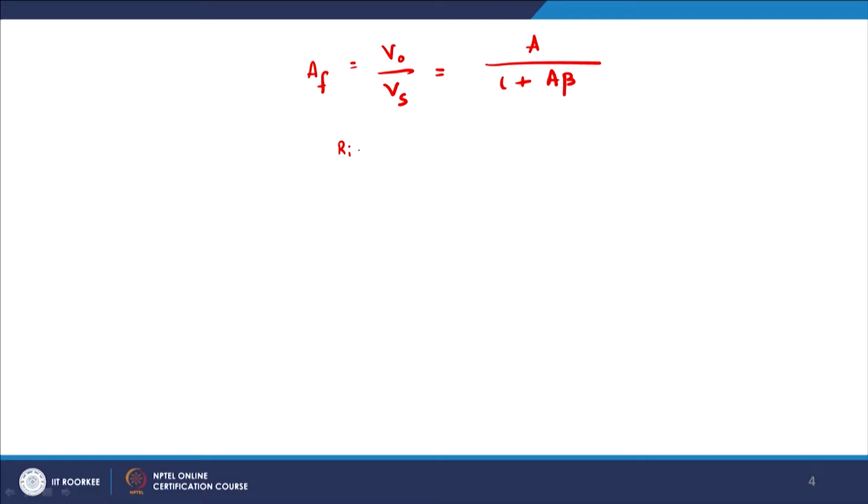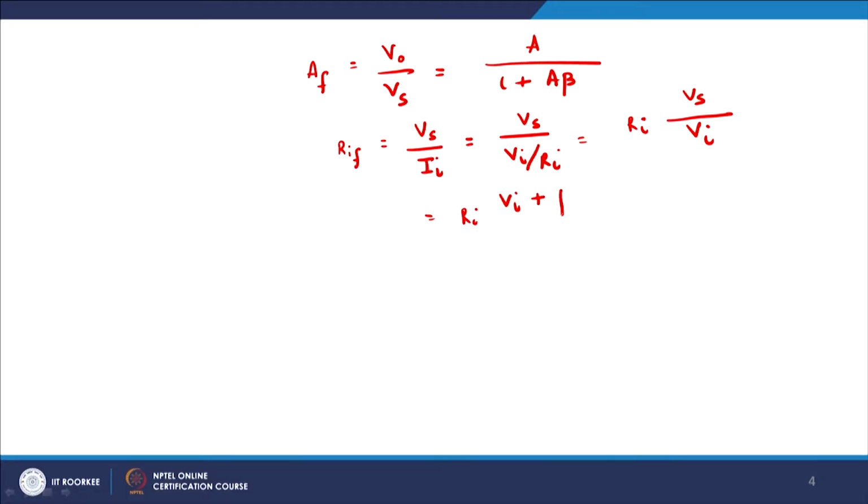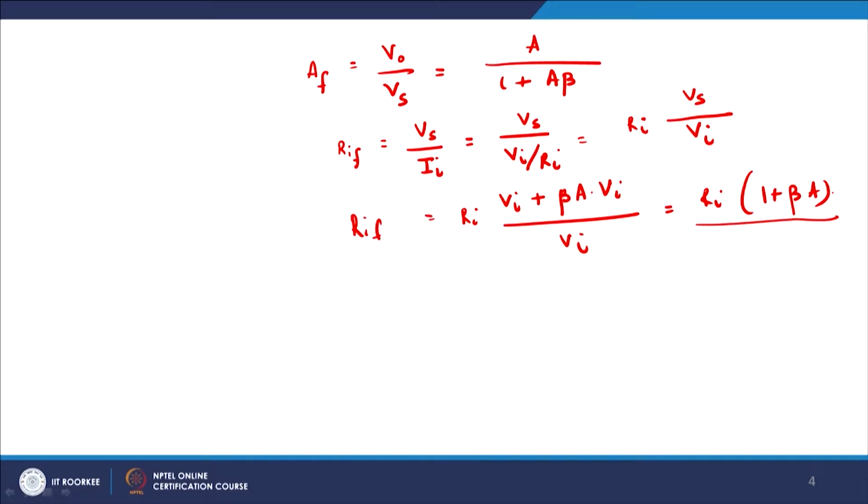But let me show a derivation of input impedance with feedback. I get Vs upon Ii, the source voltage by the input current, and Ii is the input voltage by input resistance Vi by Ri, so this can be written as Ri times Vs by Vi. So, this can be written as Ri times Vi plus beta times A times Vi divided by Vi. So, I get this to be equal to Ri times 1 plus beta A as the value of Rif. So, your Rif shows an increase by a factor of 1 plus beta A.